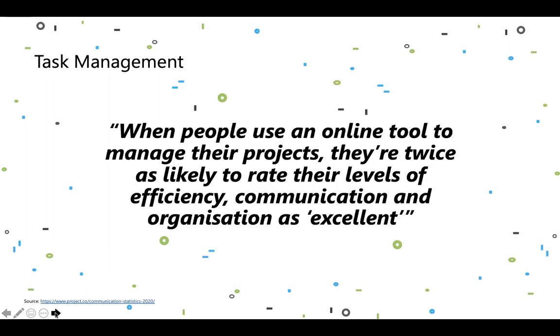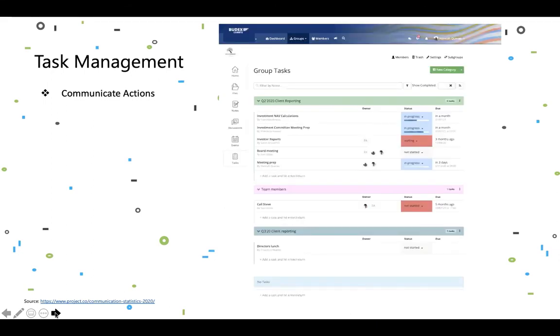Another stat revealed that when people use an online tool to manage their projects, they're twice as likely to rate their levels of efficiency, communication, and organisation as excellent. And we offer a task management feature within Clinked, and this is really useful for making your action lists and communicating actions across your team or clients. And it's also really useful for keeping track of your tasks. So you can see there, that's what it looks like for us in Clinked.